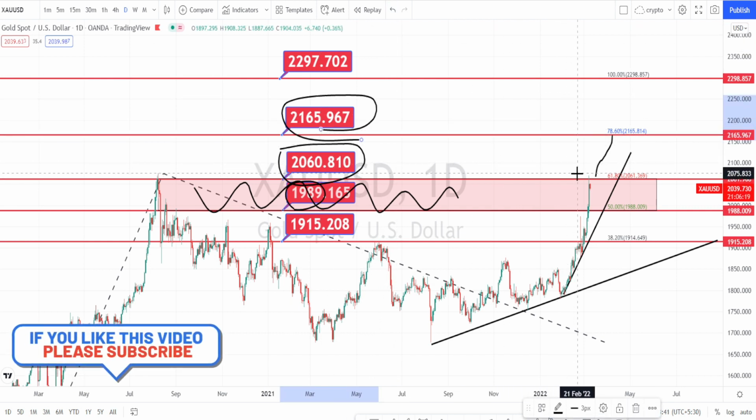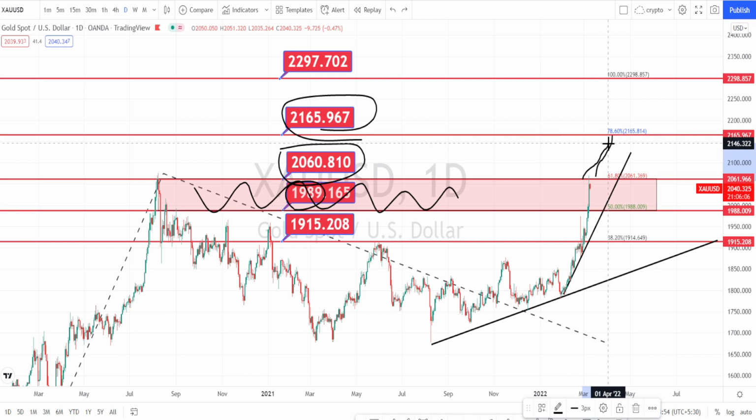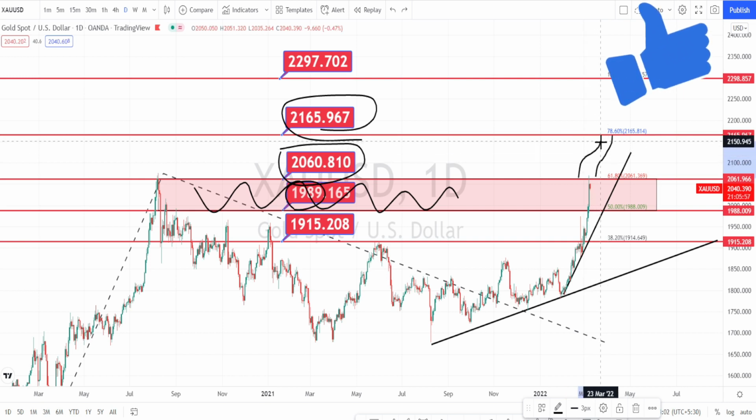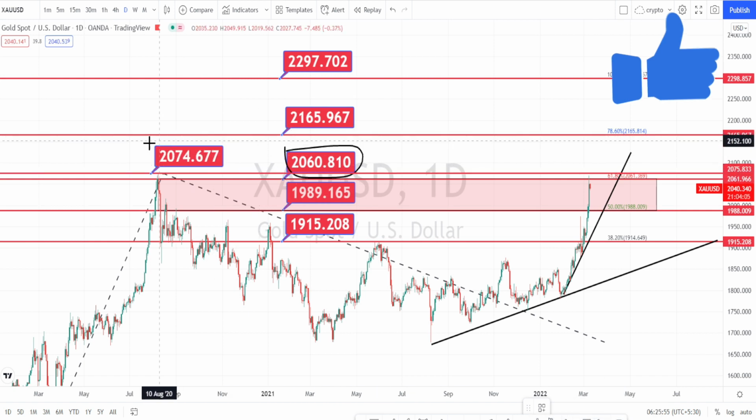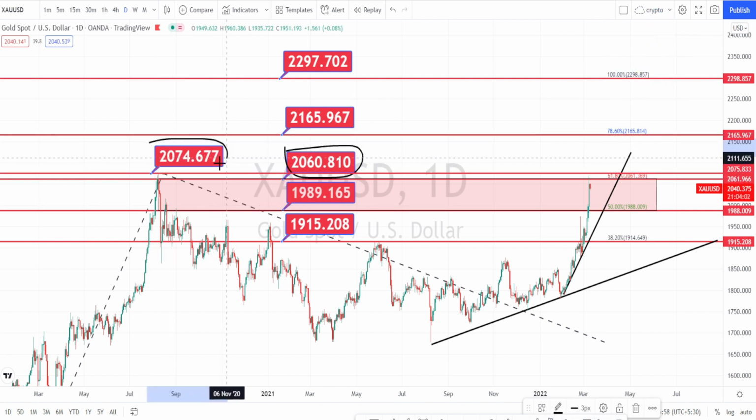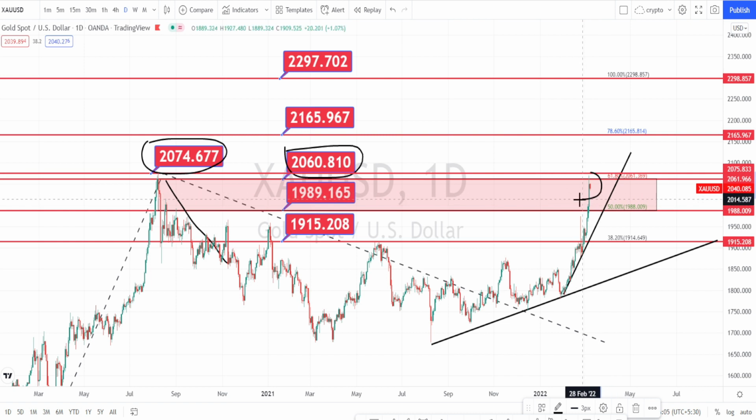We can notice that the bullish trend is very strong, and the reason behind this bullishness is the Ukraine-Russia war tension. As long as this issue continues, we can expect gold to continue its strong bullish trend. In the past, gold had gone up to the level of 2074, then the retracement started, but currently you can notice that the bullish trend is very strong in gold, and if the price action breaks this previous high of 2074, we can expect a bullish trend to start in this currency pair.